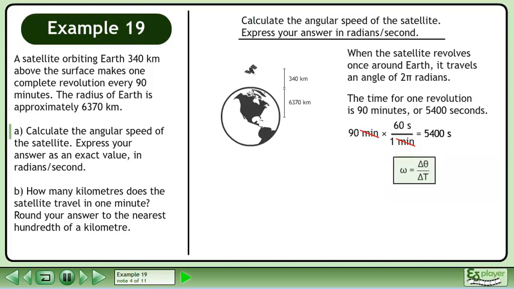Now we'll use the formula for angular speed. Plug in 2 pi for the change in angle and 5,400 seconds for the change in time. This reduces to pi over 2,700 radians per second, which is our exact value answer for the angular speed.